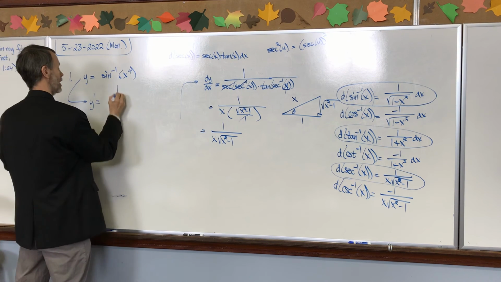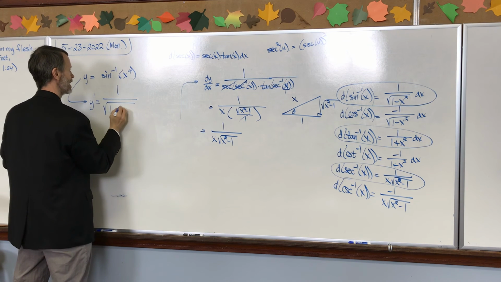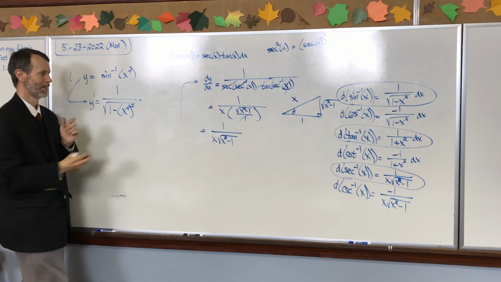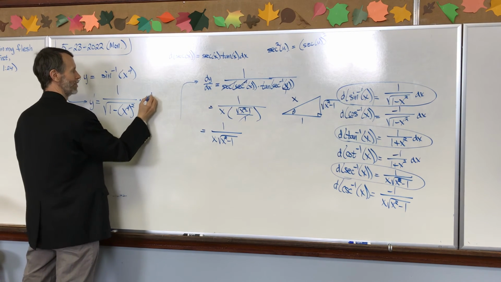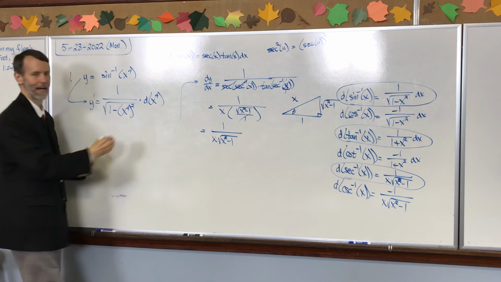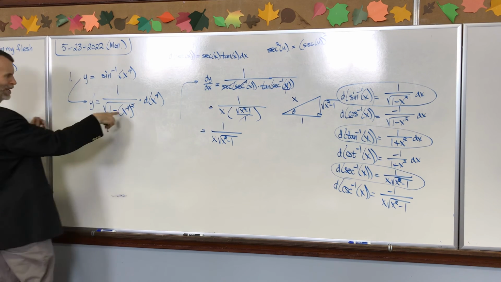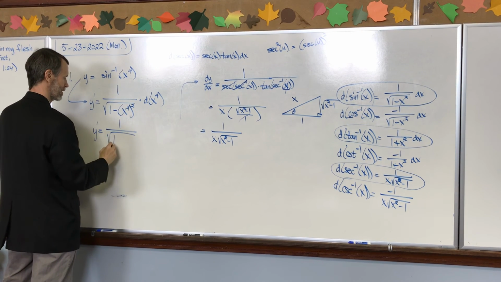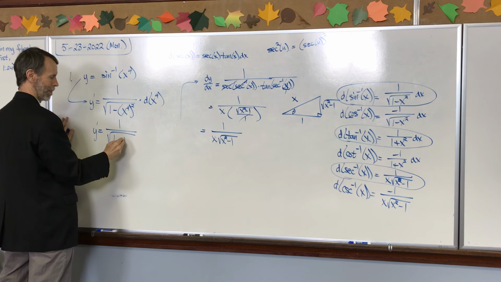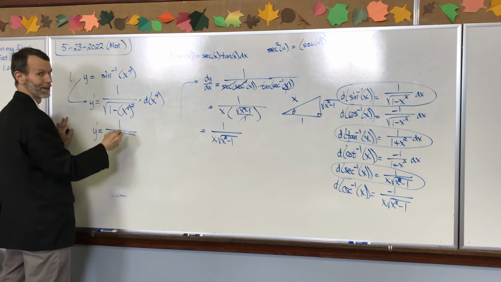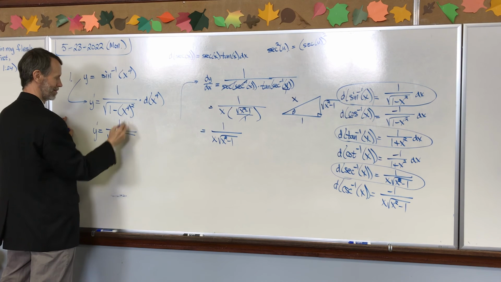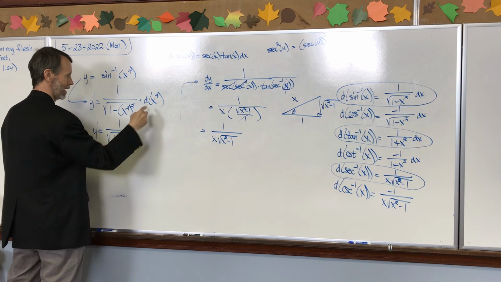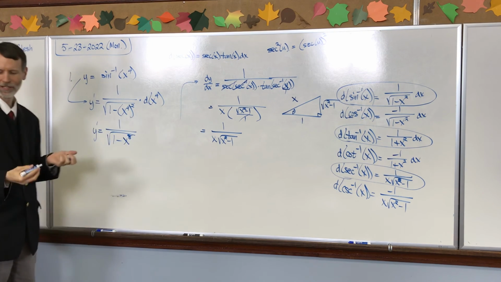1 over radical 1 minus blah squared, times the derivative of blah. By the way, can somebody simplify this? So it's 1 over radical 1 minus... Don't work too hard. x to the 4th squared, x to the 8th. And then what's the derivative of x to the 4th?